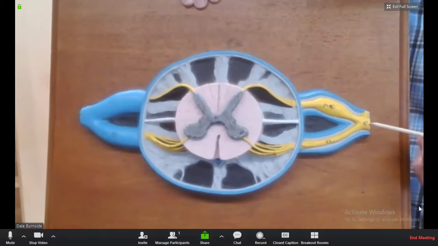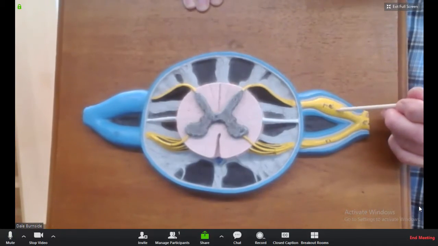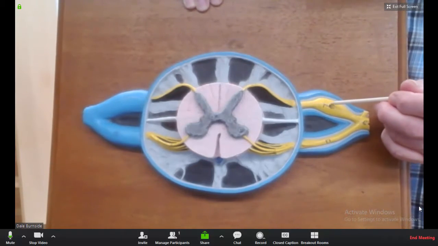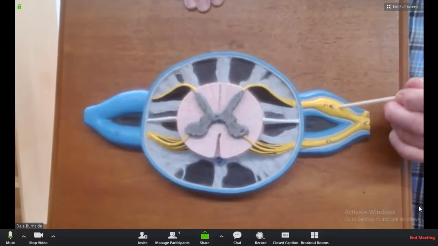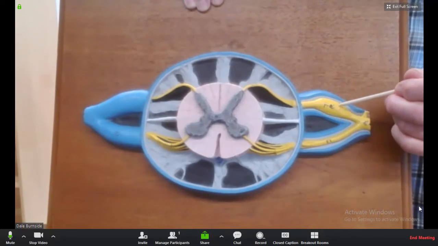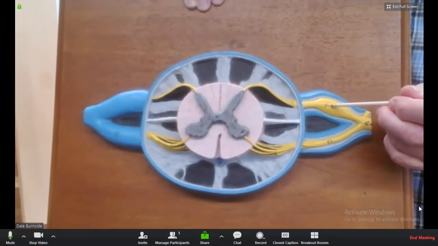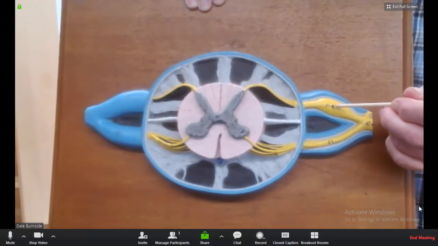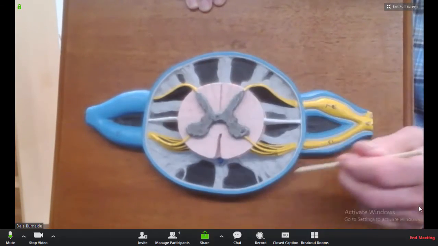Now, what you see in the dorsal root right before it goes into the spinal cord is the dorsal root ganglion. The dorsal root ganglion. And what that is, that's a collection of nerve cell bodies outside of the central nervous system. Okay, so let's go into the spinal cord.